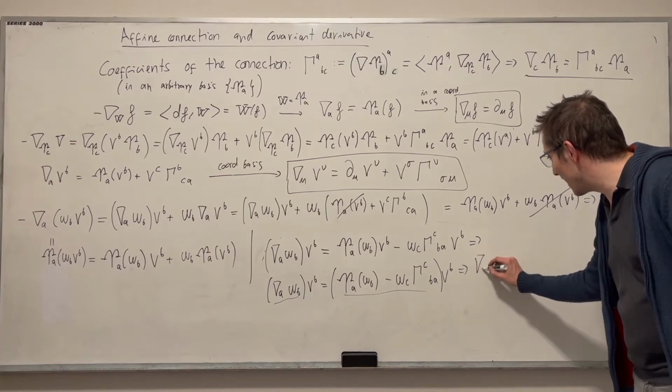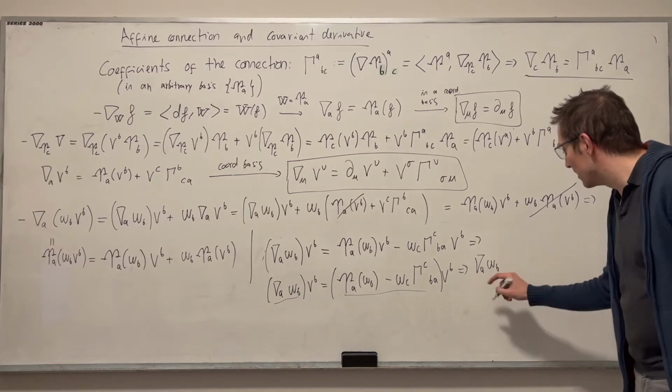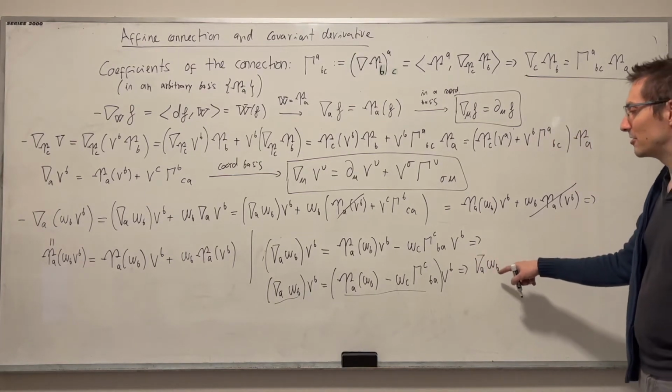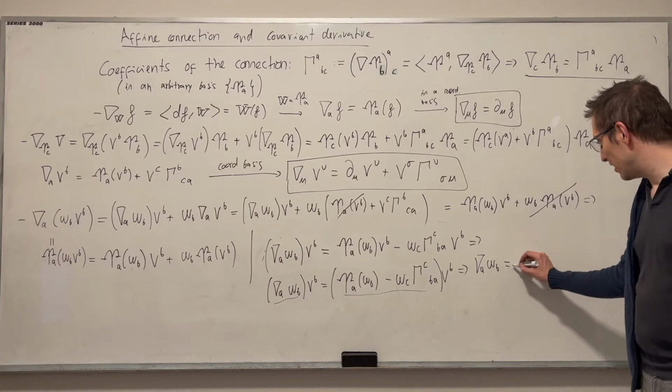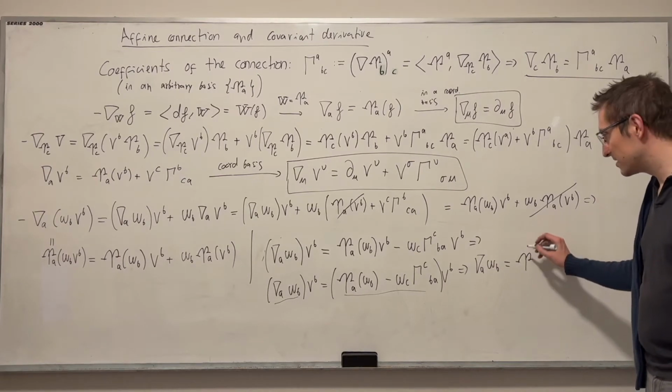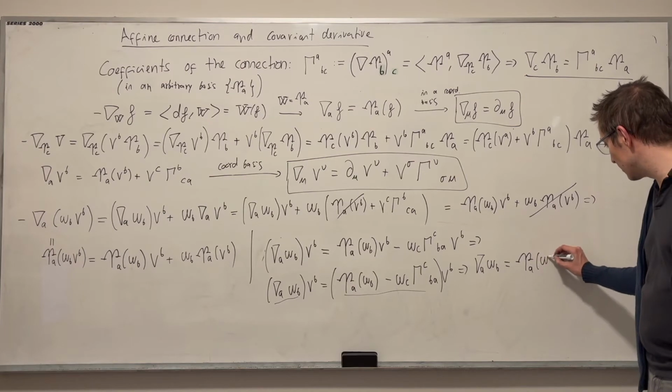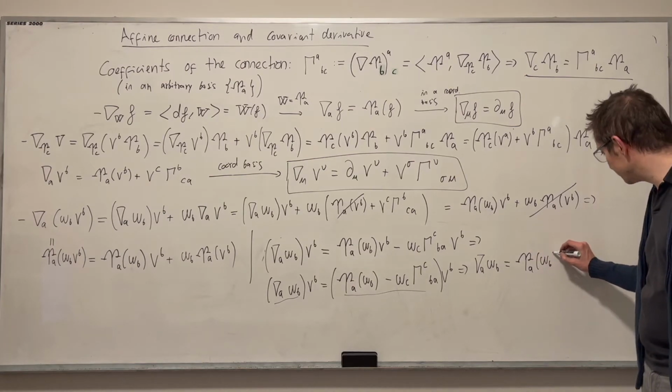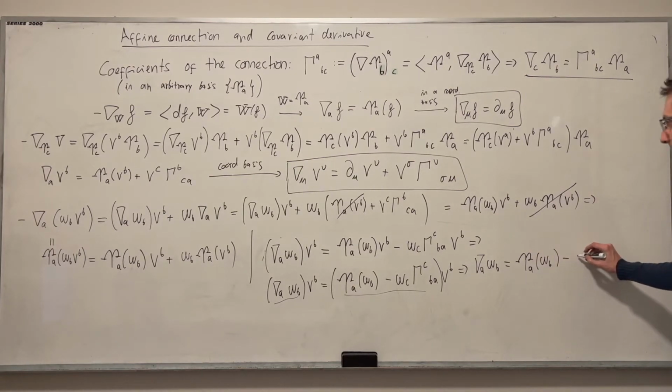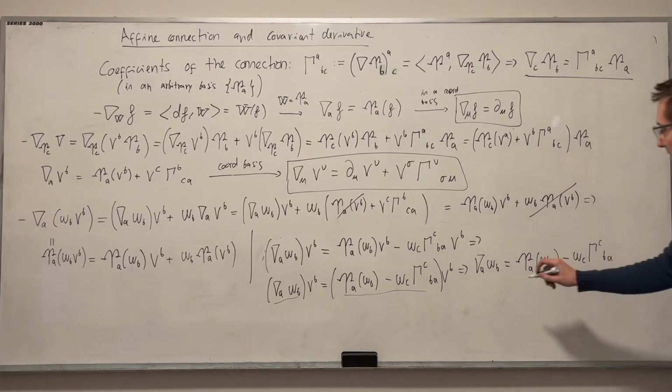So nabla A omega B, so the components of the covariant derivative of a one form are equal to epsilon A, element of the basis acting on the component, right, minus omega C, contraction with a coefficient of the connection gamma CBA with a negative sign, right?